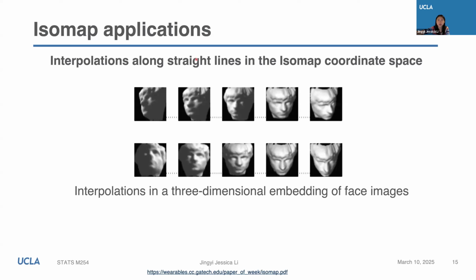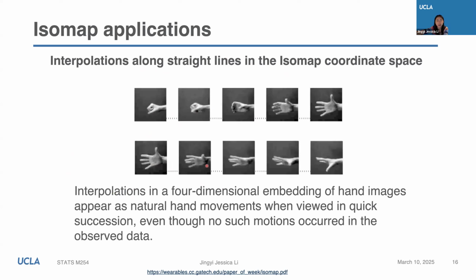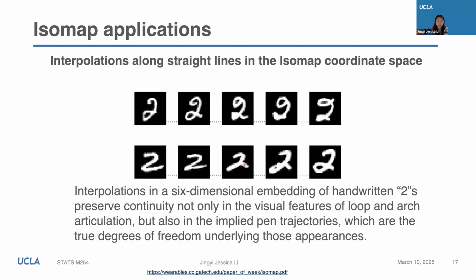So interpolations along a straight line in the Isomap coordinate space. So basically, we want to look at these 2 things, right? The images in the first row are just turning from left to right by turning the direction. And this one is turning from up to down, another direction of orientation change. And this is another example where there's a consecutive movement of your hand, right? So you basically go from a fist to an extended hand, and this is where you change the direction of your hand. And this is some handwriting for numbers, which is a very classical example for computer vision and machine learning, right? So these are different ways to write 2.